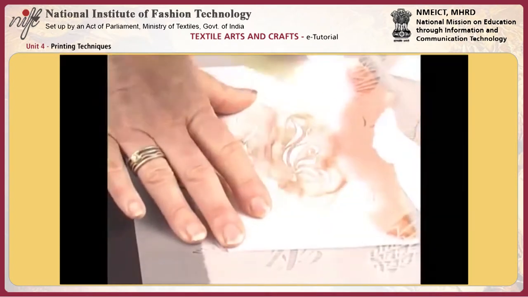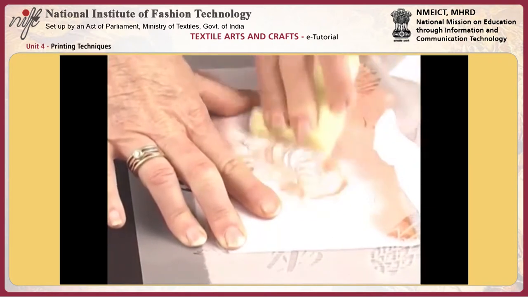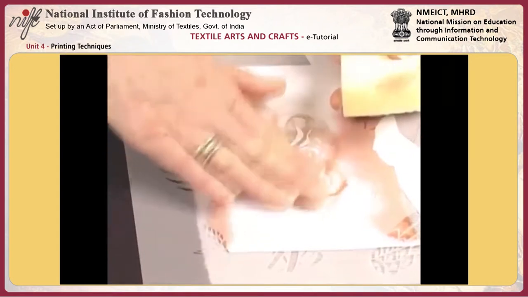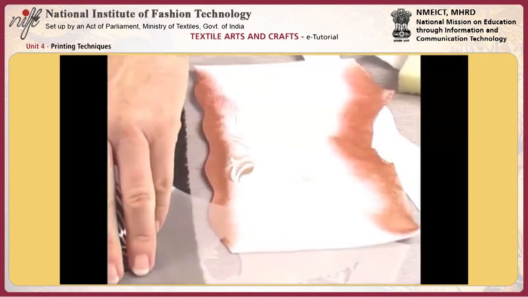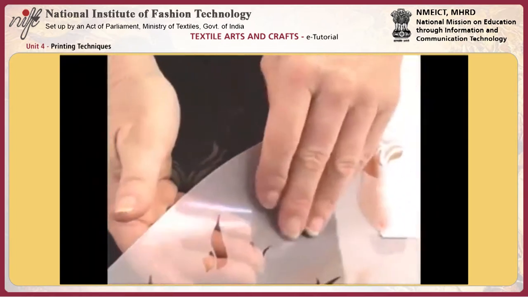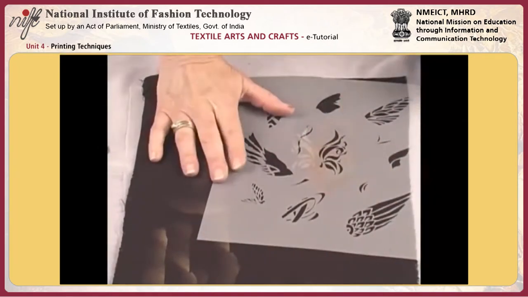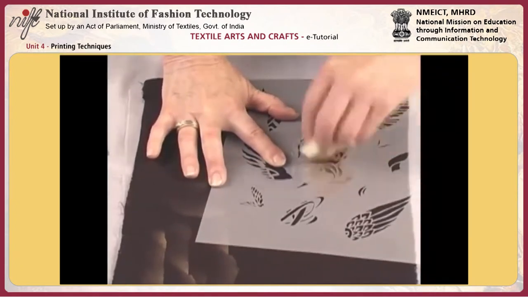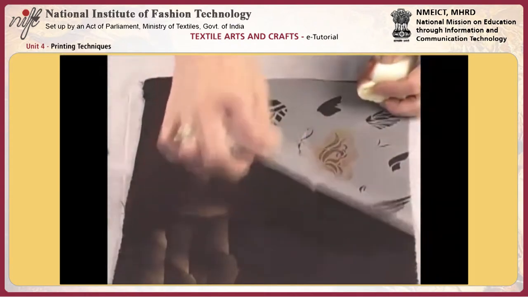So after I do the first print, I'm just going to lightly wipe off any excess paint with a clean sponge. I can also blot it with a paper towel. There's not that much paint there, so it's not going to come off, but I want to make sure that when I lay this down the second time and I flip it over, it's not going to get paint on my fabric. You can see now when I flip it over, I can see the other image through there, so it helps me to line this up. So I can totally make a really beautiful symmetrical image out of this one stencil design.